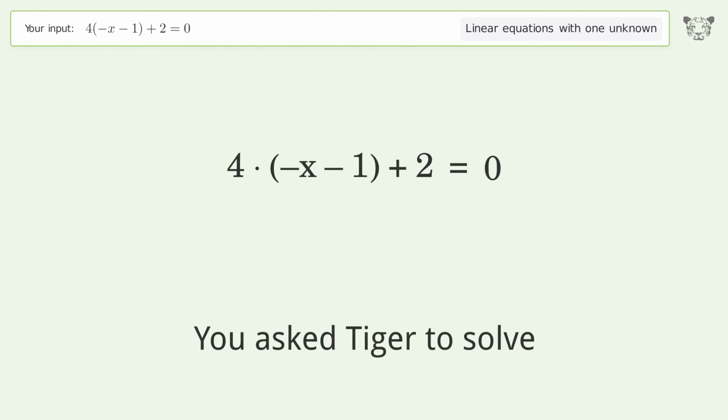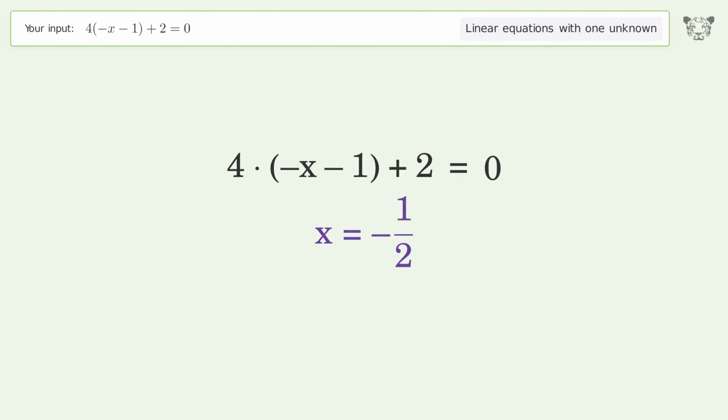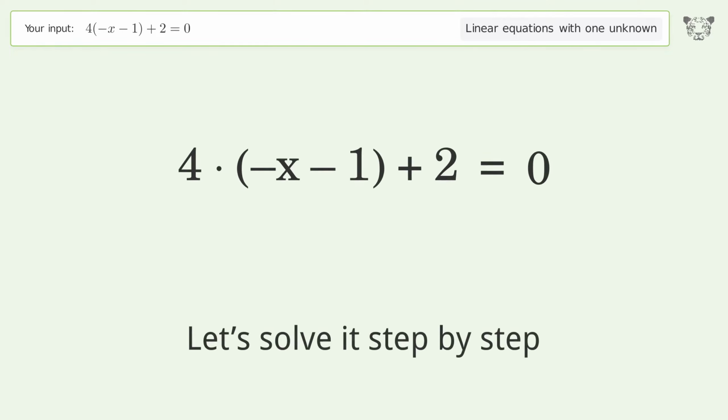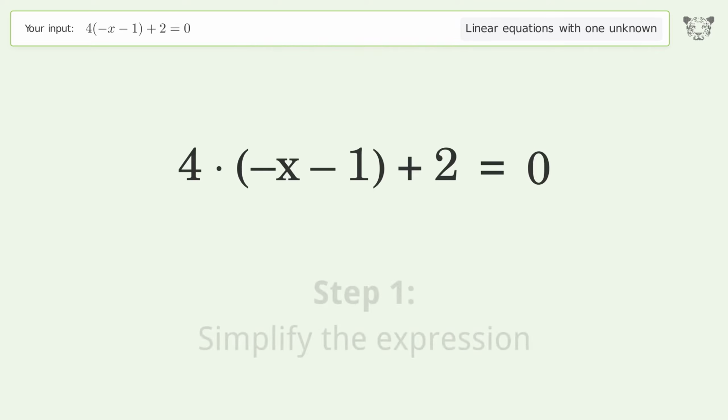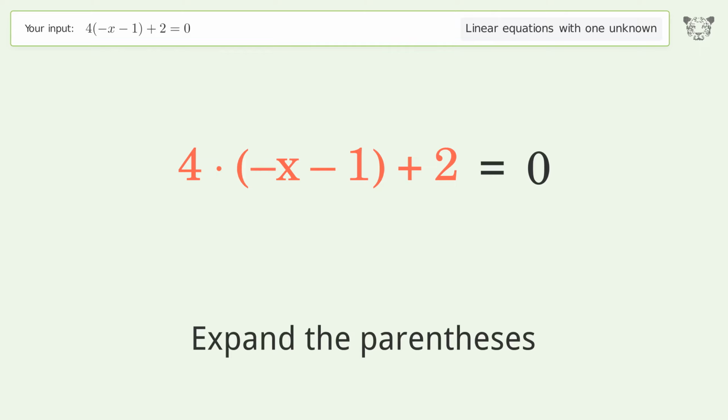You ask Tiger to solve this. It deals with linear equations with one unknown. The final result is x equals -1/2. Let's solve it step by step. Simplify the expression. Expand the parentheses.